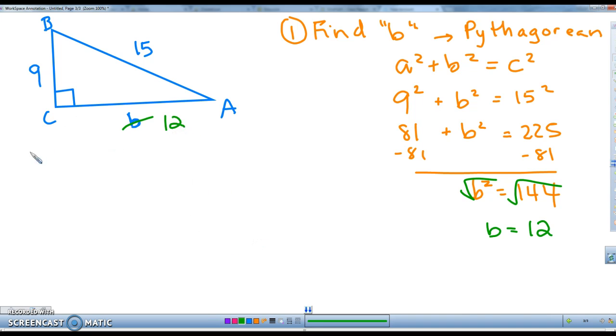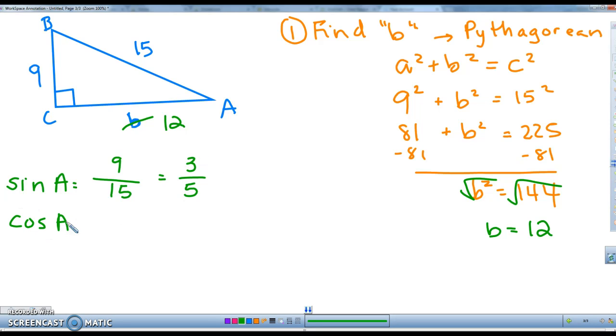So then I can find the sine of a. And remember we said the sine of a is the leg opposite of it. So opposite of a is 9 over the hypotenuse, which we know is 15. And we can go ahead and simplify that. We know that 9 and 15 are both divisible by 3. When we divide top and bottom by 3, we get 3/5. So the sine of a is 3/5.